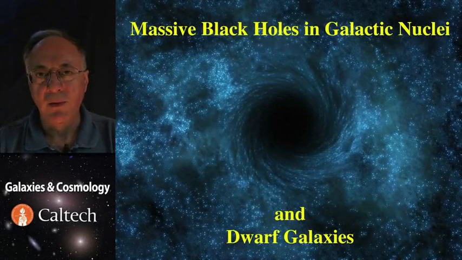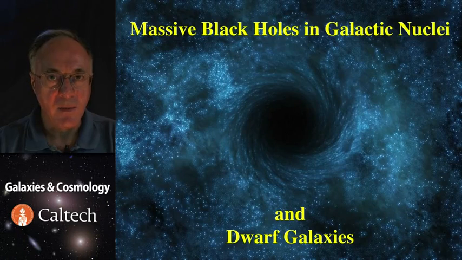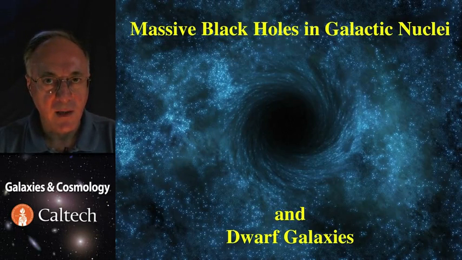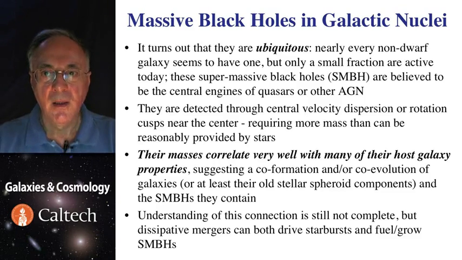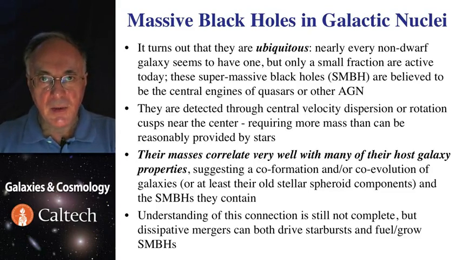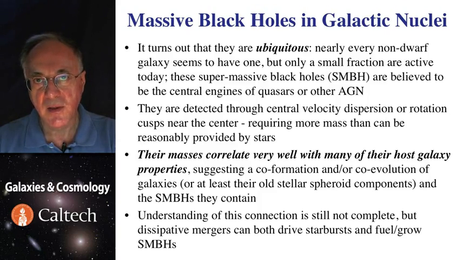Let's now turn to two different extreme ends of early type galaxy properties. One is the supermassive black holes in their nuclei, and the other one is the dwarf family of galaxies. As it turns out, supermassive black holes, measured in millions or billions of solar masses or even more, are ubiquitous. They're present in essentially every galaxy of substantial size near us.